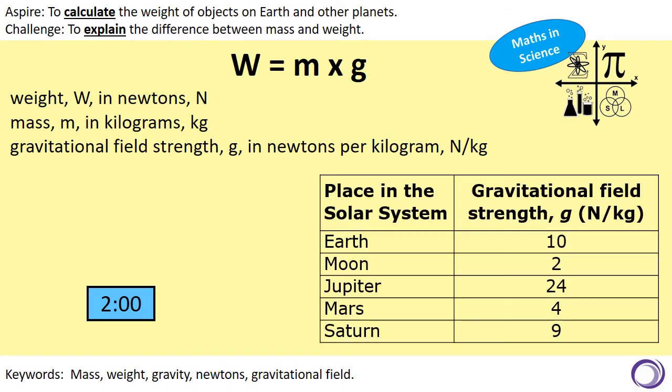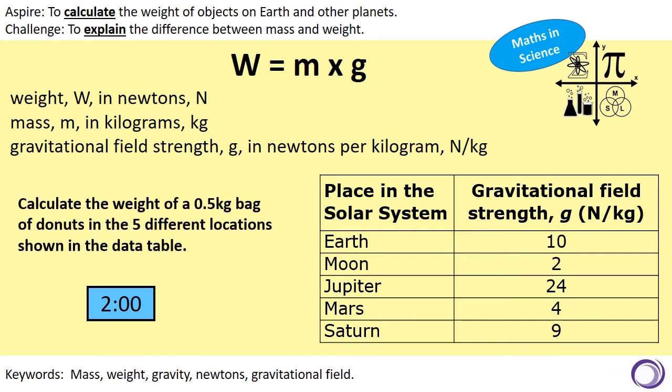I've given you a little summary there of the gravitational field strength in 5 different places in the solar system. The numbers aren't exact there. For example, we've put the Earth to 10 newtons per kilogram. It's actually nearer to 9.8, but I've just done it to a whole number. I'm going to give you 2 minutes and I want you to calculate the weight of a 0.5 kilogram bag of donuts. So I've told you the donuts has got a mass of 0.5 kilograms and I want you to find the weight in the 5 different locations.